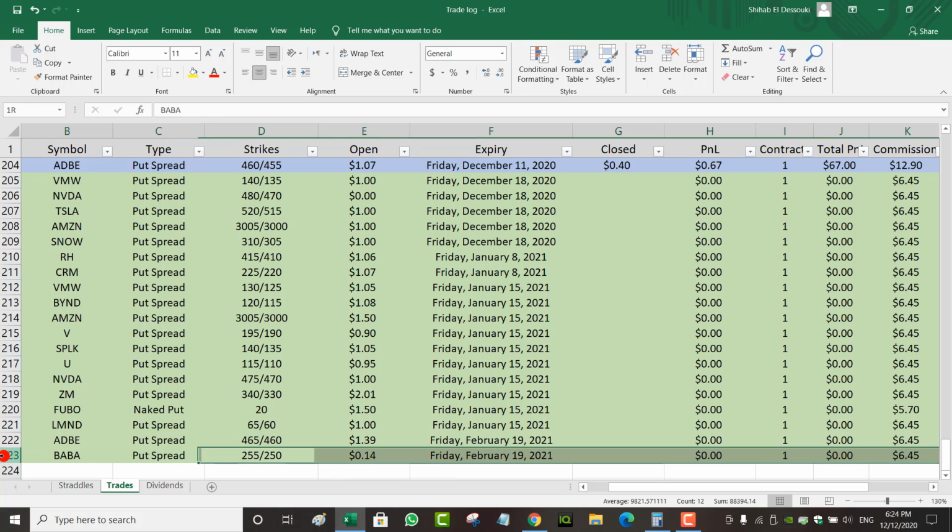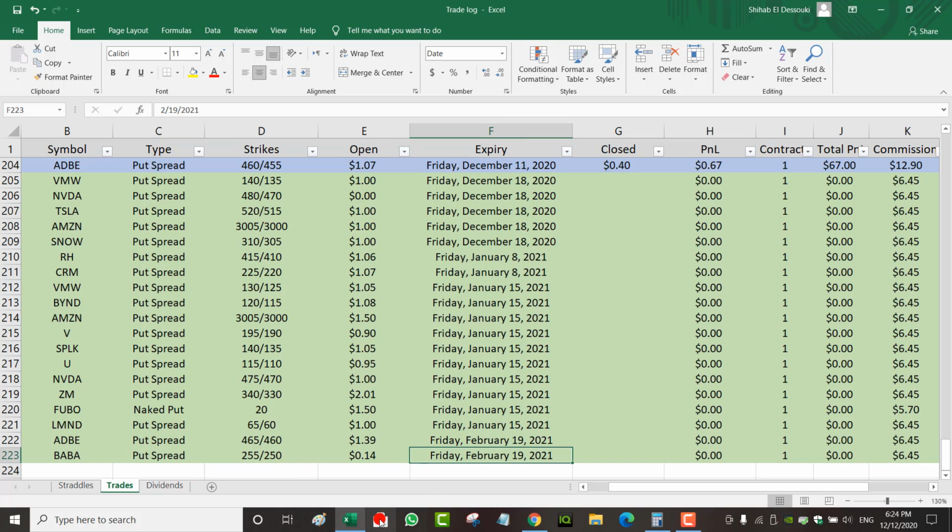And Baba is a trade that I just keep rolling because it keeps getting close for comfort. So I just keep rolling it. And right now I'm at 255, 250 all the way to February 19. I opened Nvidia. It wasn't great.